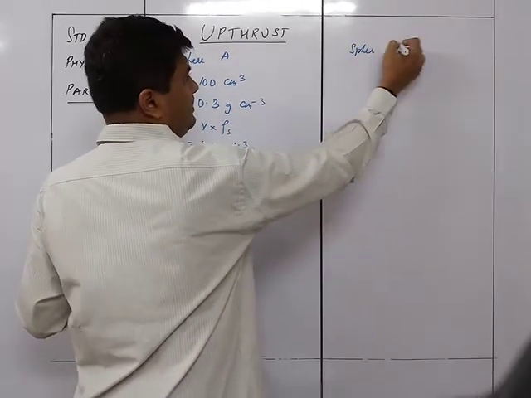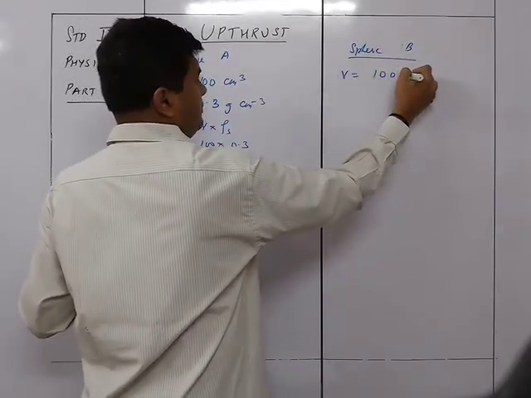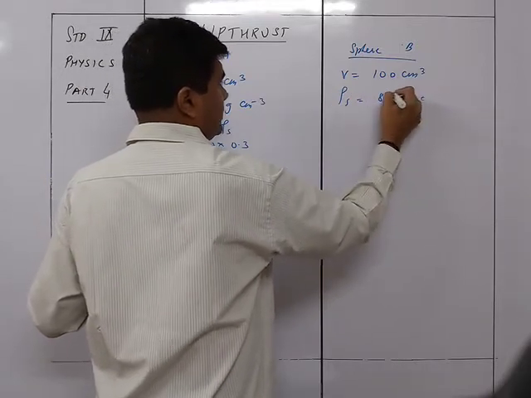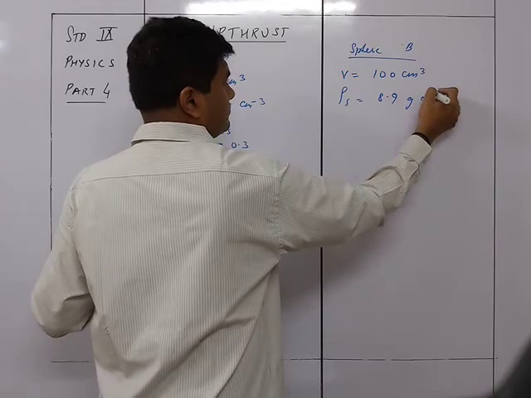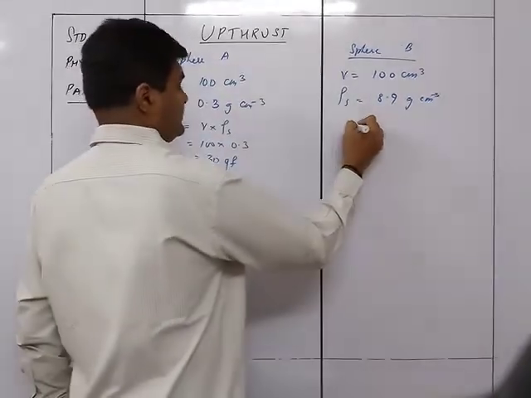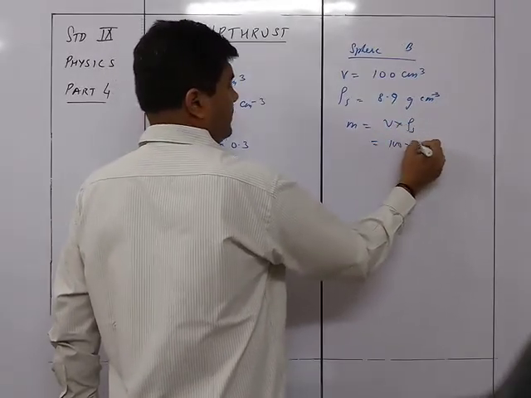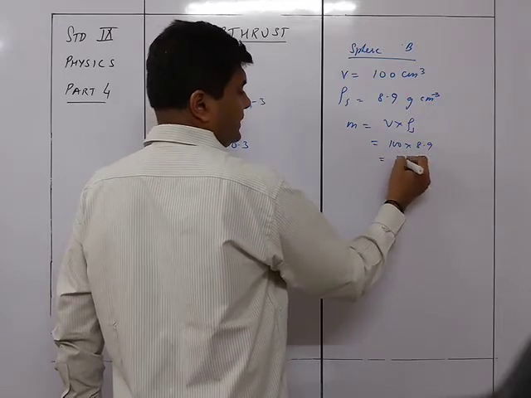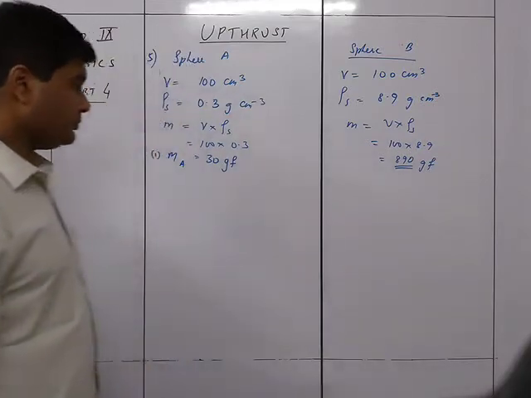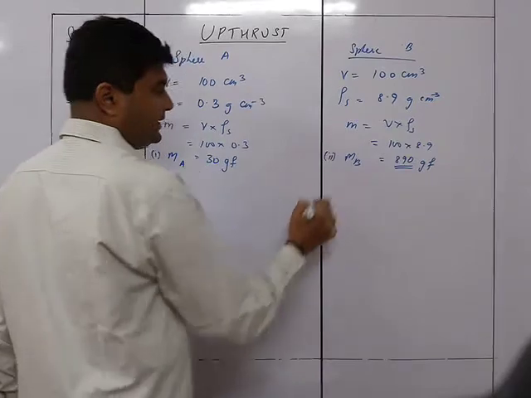Similarly for sphere B, we have volume equal to 100 centimeter cube, and density rho S equal to 8.9 gram per centimeter cube. So mass is equal to volume into rho, which is 100 into 8.9 equals 890 gf. This is mass B, 890 gf.